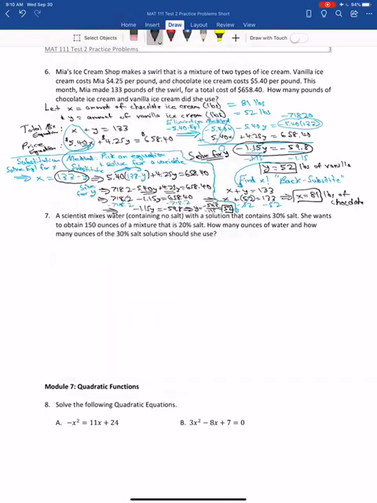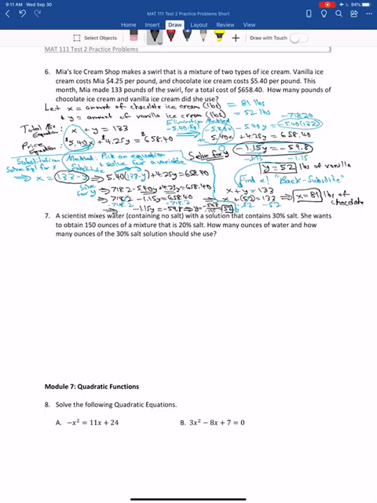We got another word problem here involving two unknowns. So in problem 7, it says a scientist mixes water containing no salt with a solution that contains 30% salt. She wants to obtain 150 ounces of a mixture that is 20% salt. How many ounces of water and how many ounces of the 30% salt solution should she use?